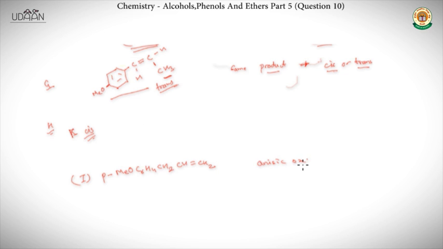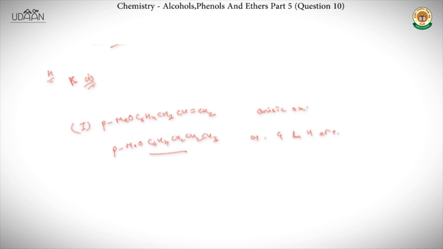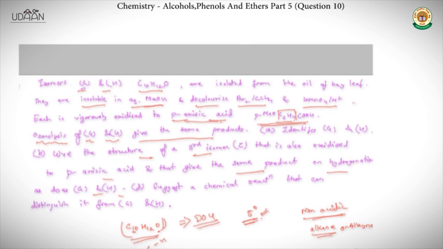and is reduced to para-MeO C6H4 CH2 CH2 CH3, as G and H are. A chemical reaction which can distinguish it from G and H is reductive ozonolysis. Because once you do reductive ozonolysis, G and H give CH3CHO, which gives a positive test with NaOI, whereas I gets reduced to CH2 double bond O, which gives a negative test with NaOI. So this is how you need to approach a question and solve it.